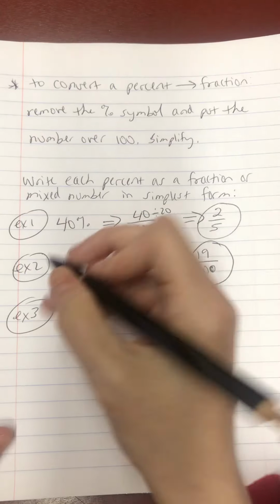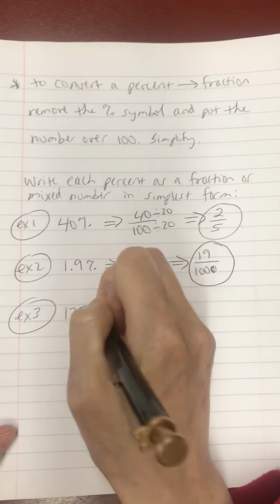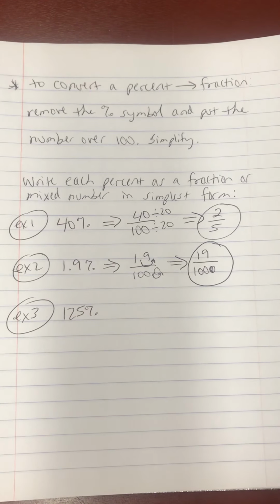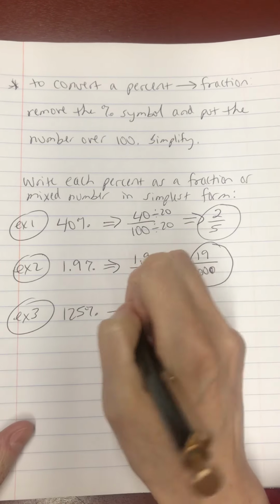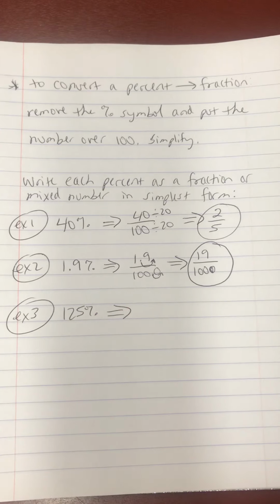All right, example number 3. How about a percentage that's over 100? How about 125%? Well, this doesn't really make it any harder just because the number is over 100. The only thing it does is at the end of the problem, it's going to give you the option of writing your answer as an improper fraction or a mixed number. So we'll get there in just a moment.